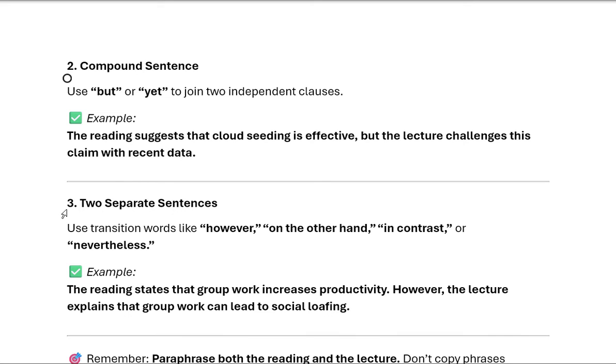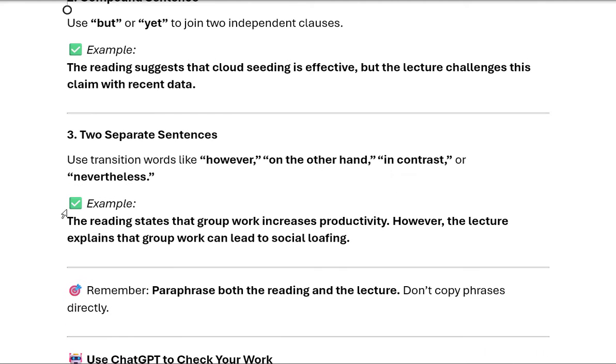And then number three, you can use two separate sentences. Notice again the punctuation pattern changes. So use transition words like however, on the other hand, in contrast, or nevertheless. The reading states that group work increases productivity. However, the lecture explains that group work can lead to social loafing. Now, another way to do this, if you want, you can use a semicolon, and then the however does not need to be capitalized. You can also do it this way.